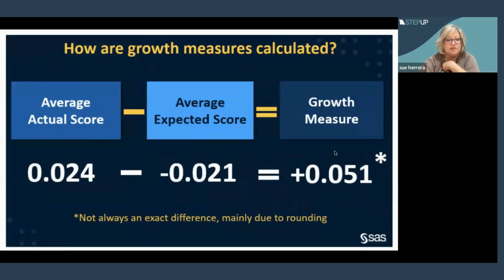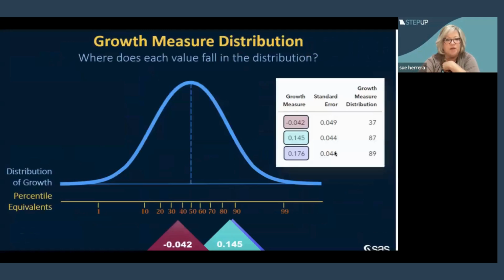It's not always going to be exact because of the rounding. And, you know, we got to bring that bell curve into everything. And so you're going to be on either side of the bell curve. And that's how you get your negative growth measure if you're on the other end of the bell curve, and the positive if you're on the right side.